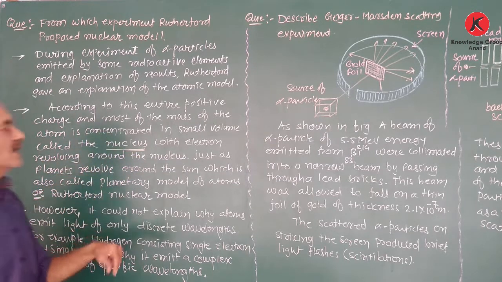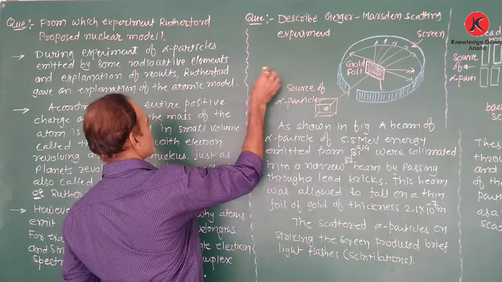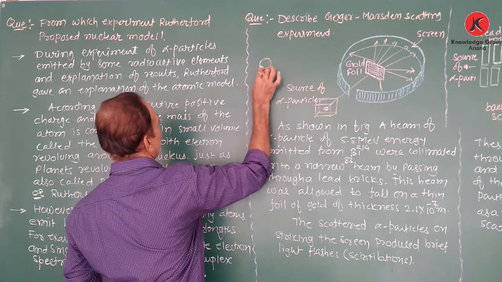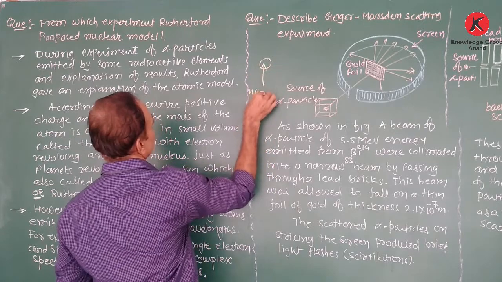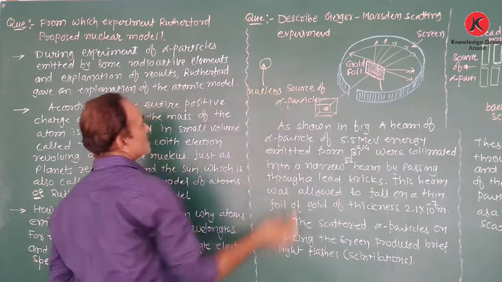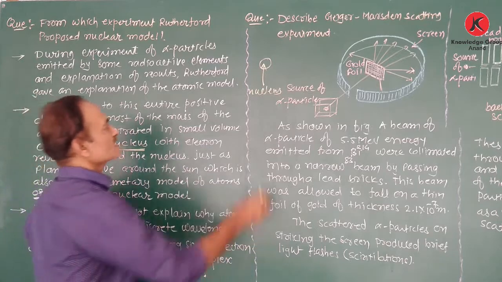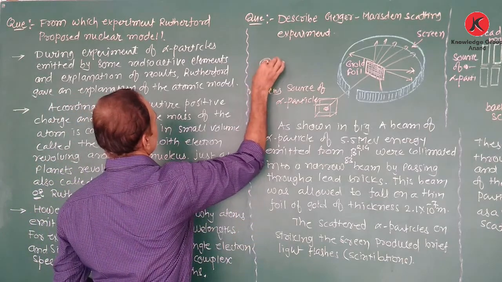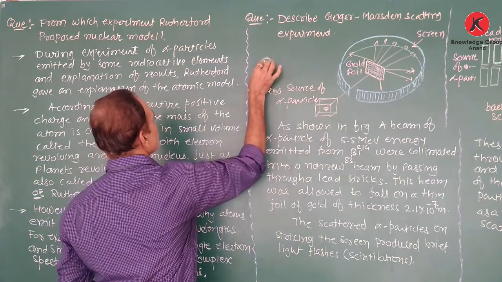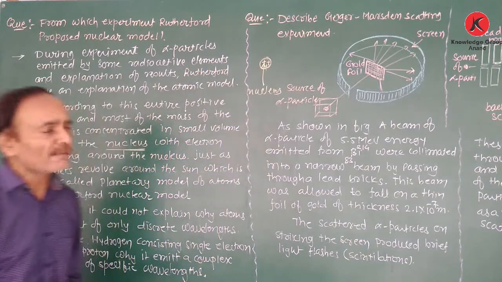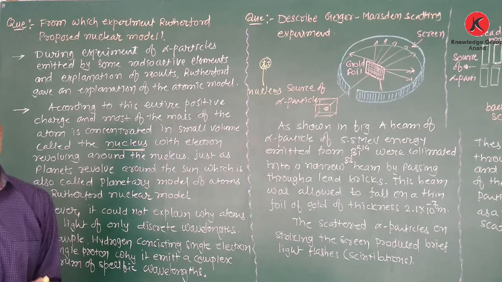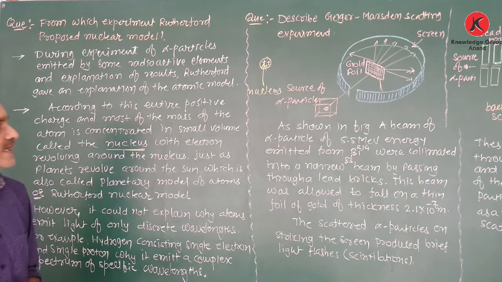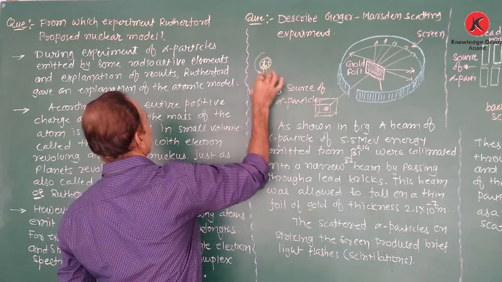So according to Rutherford's suggestion, this small volume is known as the nucleus. In this nucleus, the entire positive charge of the atom and most of the mass of the atom is concentrated, while the electrons revolve around the nucleus.